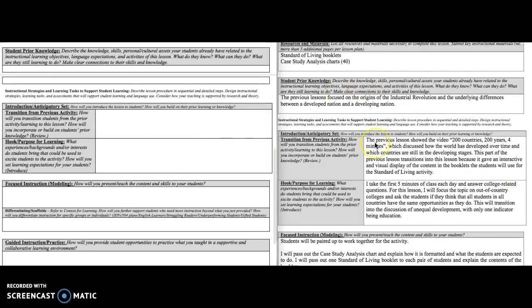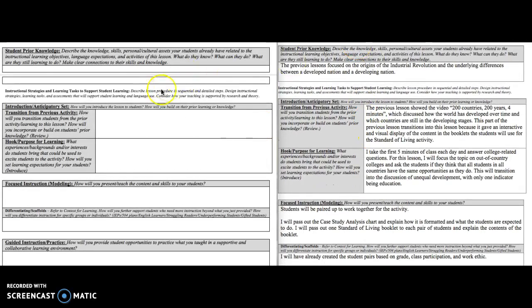Student prior knowledge. So here you basically address any of the prior knowledge from previous classes, school years, skills, even personal and cultural assets that students already have with them that they're bringing into the classroom. So what they know already, or what can they do? You basically ask yourself those questions. What are they still learning to do? And you're essentially connecting their skills and knowledge to what the topic of this lesson will be.